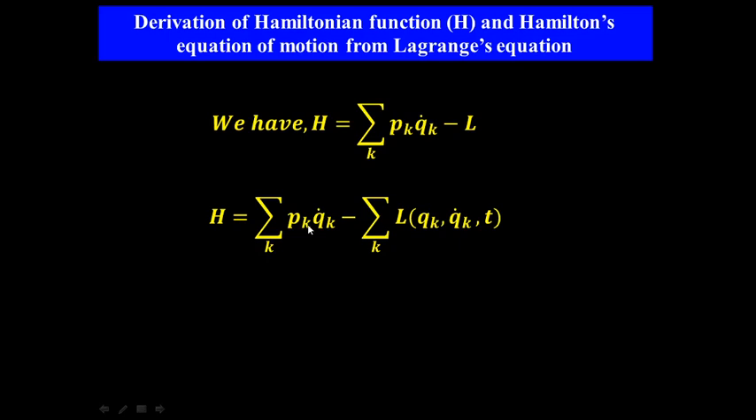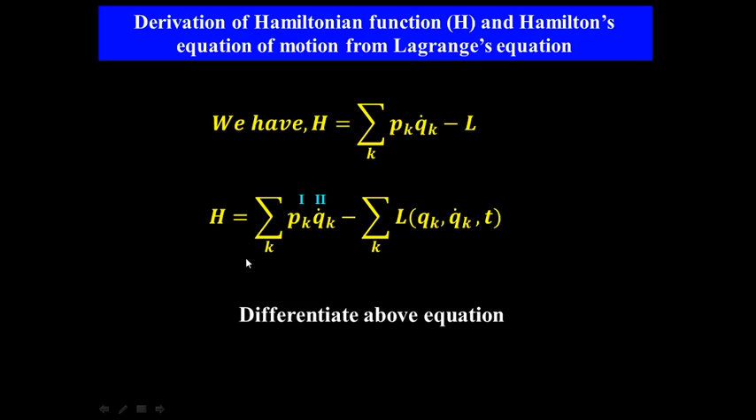For solving, we will differentiate the above equation. Here we will apply the product rule of derivative: pk is one function and qk dot is another function. Here we will also use the chain rule to differentiate L. After differentiation, first function pk into derivative of qk dot, d qk dot, plus qk dot into d pk. Here is also chain rule: del L by del qk into d qk plus del L by del qk dot into d qk dot, plus del L by del t into dt.